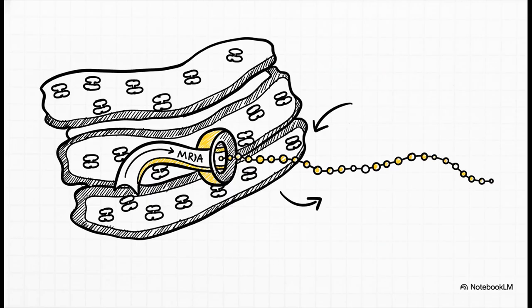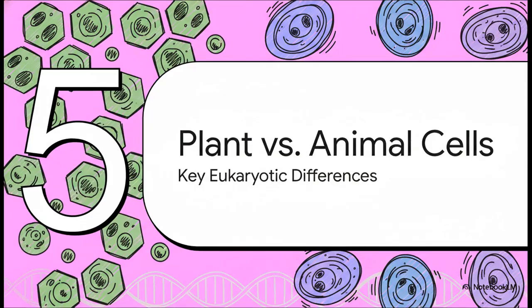And you can't have a factory without workers on the assembly line, right? That's the job of the ribosomes. These little guys take the instructions sent out from the nucleus and use them to build proteins, which are the actual machines and structures the cell needs. But wait, it gets even more interesting. Even within this big family of eukaryotic cells, there are some really important variations. The most famous differences are between the cells that make up plants and the ones that make up animals.